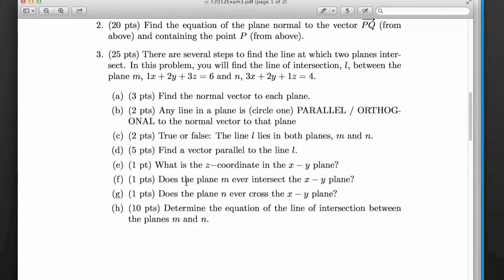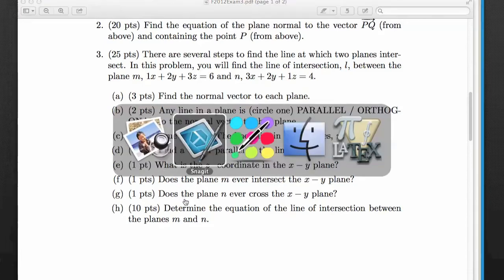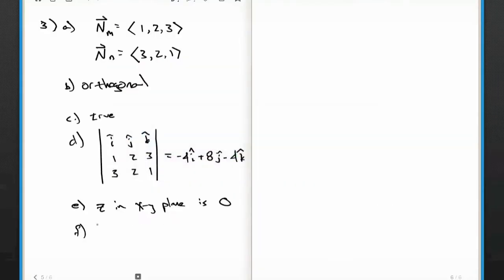Why did I ask that? Does the plane M ever intersect the xy plane? Well, M is tilted somehow, right? So it must cross the xy plane at some point. So F is yes. G is yes, because both of these are tilted.